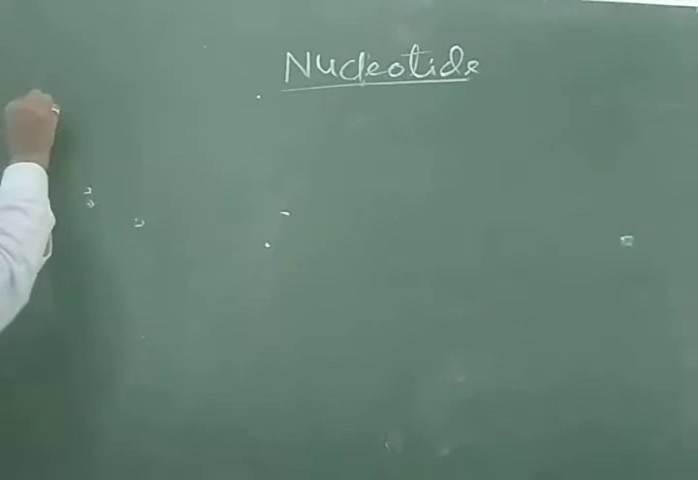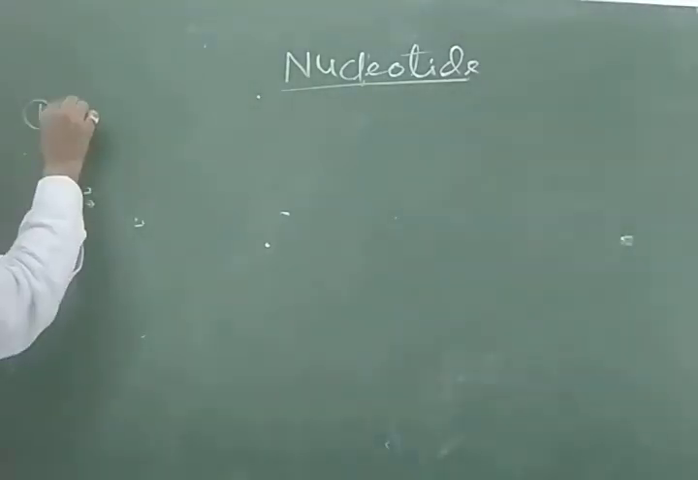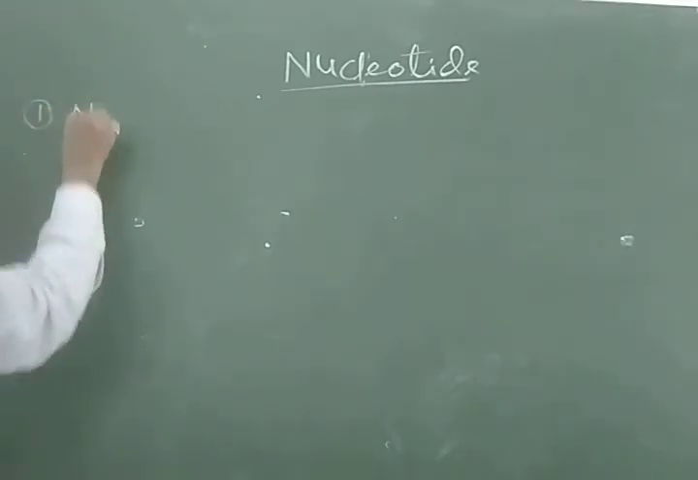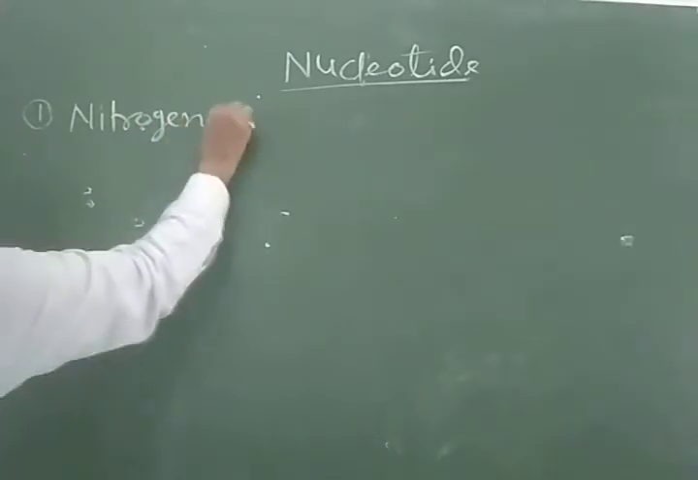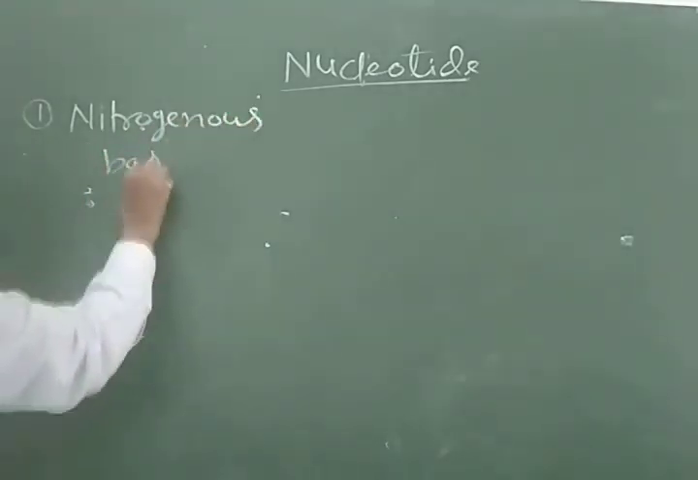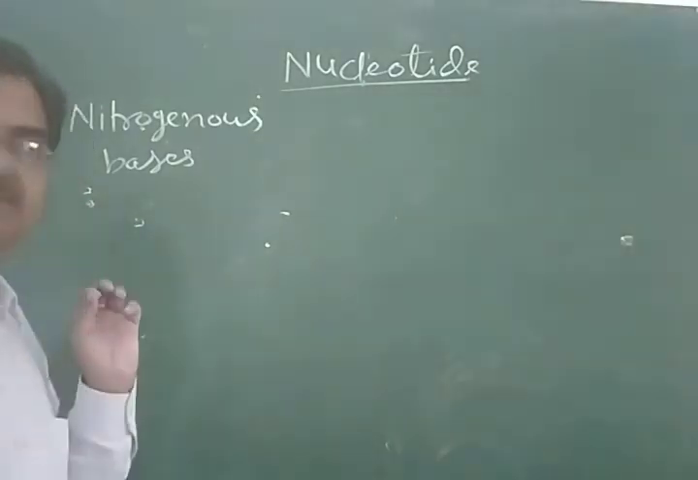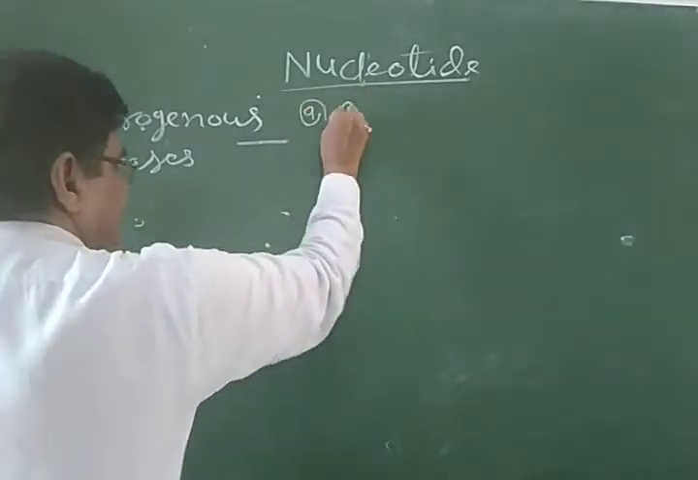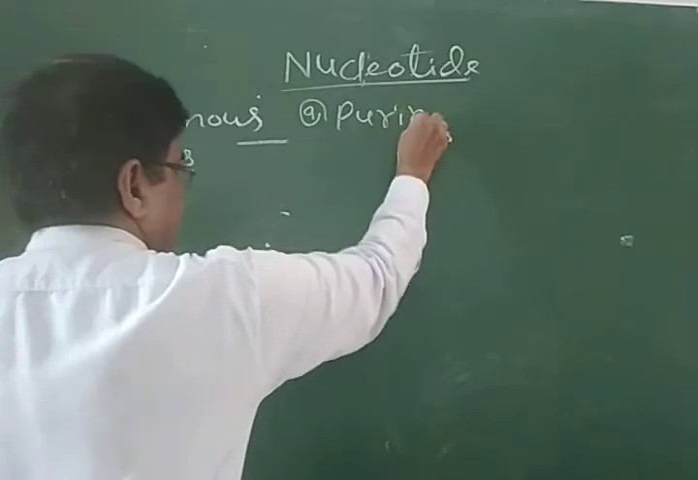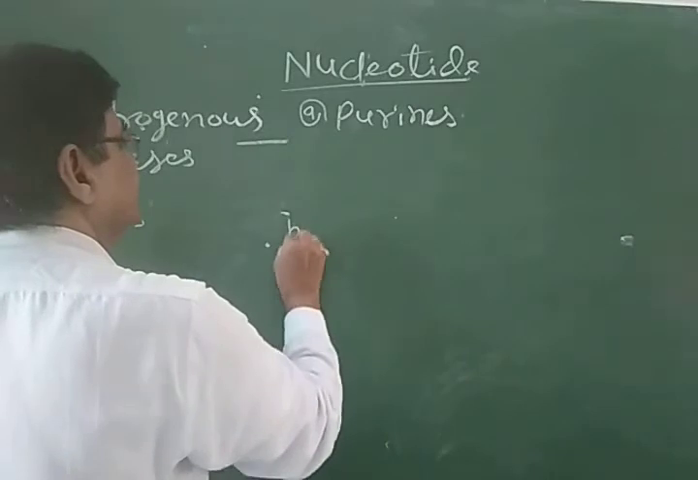So, what are the three components of each nucleotide? Each nucleotide consists of bases, that is the nitrogenous bases. Nitrogenous bases are two types, that is the purines and the pyrimidines.